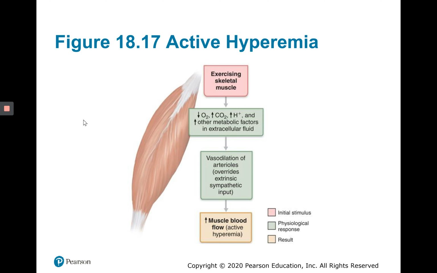So here's an example of active hyperemia. Exercising skeletal muscle is going to use oxygen and produce metabolites and waste products, which will cause the production or overproduction of nitric oxide from endothelial cells, and therefore vasodilation will occur. This vasodilation is of arterioles, and it does override the extrinsic sympathetic input, which is generally the main extrinsic control of skeletal muscle hyperemia. But this override will increase muscle blood flow, and this is what we're calling active hyperemia. That's our result.